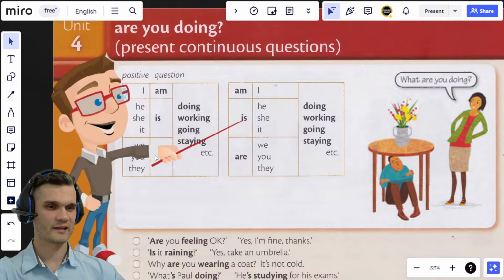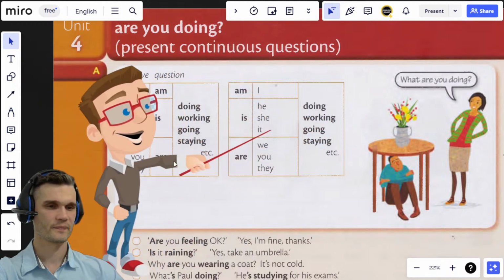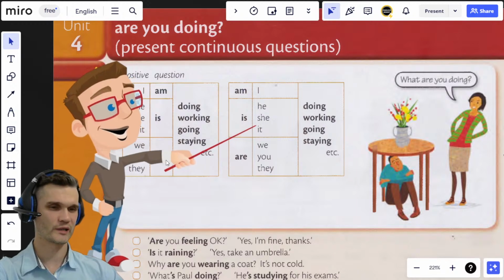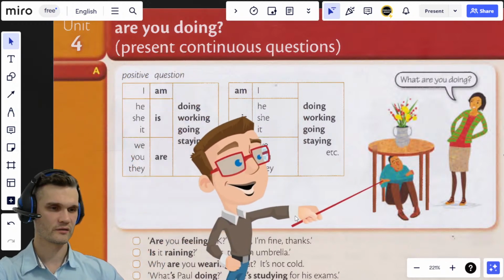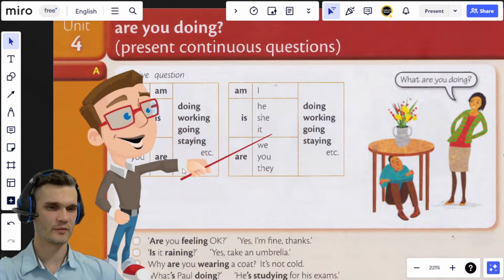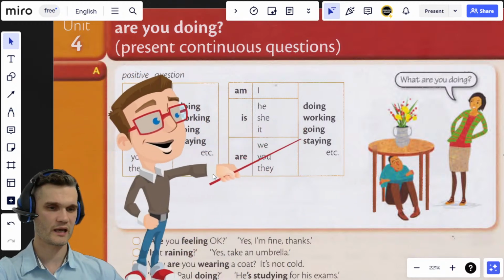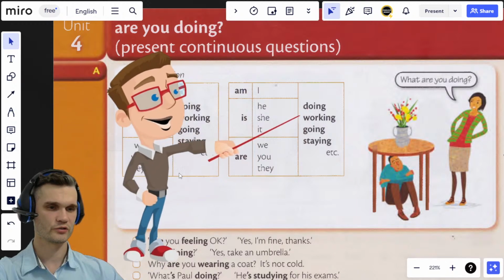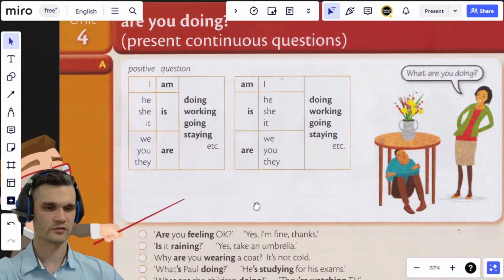Like is he doing something? What is he doing? We can ask, and the answer will be he's sitting under the table. Is it working? Are we staying? Are you doing? Are they working? Etc. And so on and so forth.